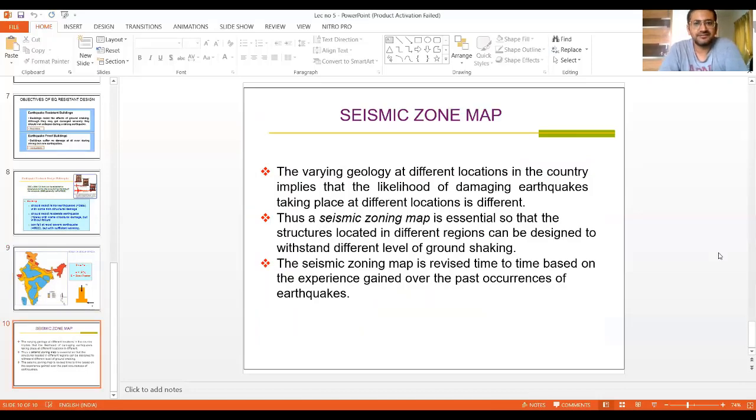The varying geology at different locations in the country implies that the likelihood of a damaging earthquake taking place at different locations is different. Based on the different topographical conditions, different types of damage are likely to take place. Thus, the seismic zoning map is essential so that structures located in different regions can be designed to withstand different levels of ground shaking. The seismic zoning map is revised from time to time based on the experience gained from past occurrences of earthquakes. Right? And it is still possible that in the times to come, the seismic zoning map is further revised and the entire country will be classified under 3 zones. That is also a possibility in the coming.